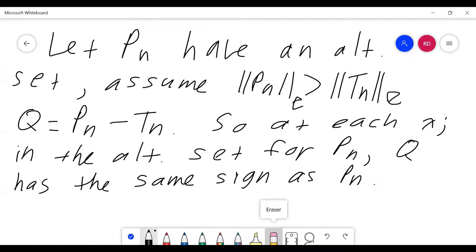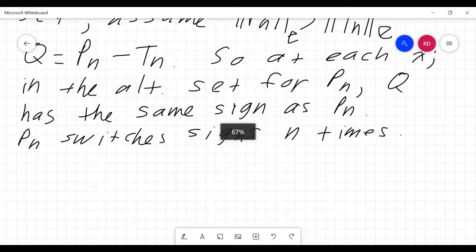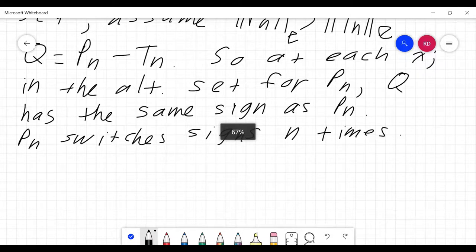So Pn has an alternating set, so Pn switches signs n times. Now you think about that for a second. There are n plus 1 points, and between each pair it switches, so that's n switches. So Q is the same way. Q has the same sign as Pn at those alternating points, so it must have at least n sign switches. Now, the intermediate value theorem from first semester calculus says, if you switch from positive to negative with a polynomial, which is continuous, you must have a zero. So Q has n zeros.